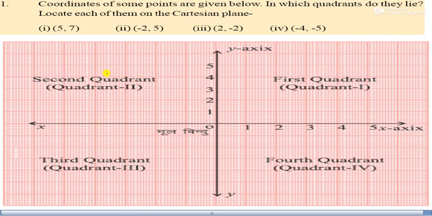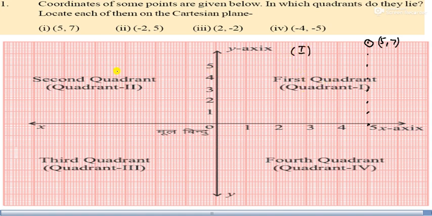Now come to this one. The coordinates of some points are given below, one in each quadrant. Locate each of them on the Cartesian plane. Cartesian plane means the xy plane. So the first point is 5, 7. So 5 is here and 7 is 1, 2, 3, 4, 5, 6 and 7. So you can write here 5, 7. Which quadrant? It is the first quadrant. So you can write the quadrant also.